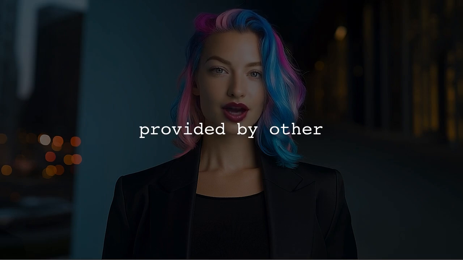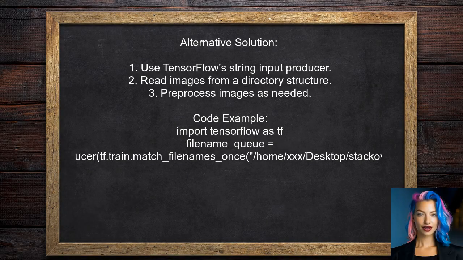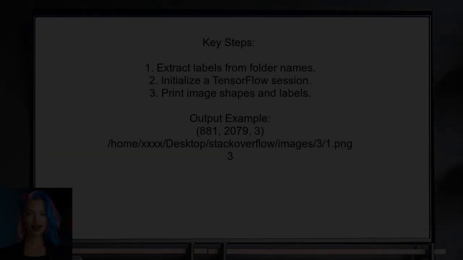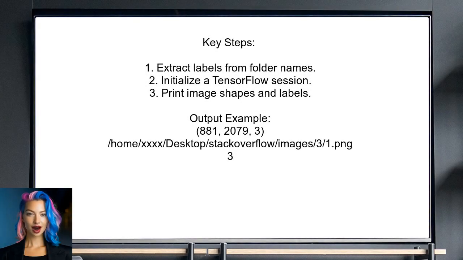Now let's look at the answers provided by other users. An alternative approach to loading images in TensorFlow involves using a sample input pipeline script. This script utilizes TensorFlow's string input producer to read image files from a specified directory structure. The user can pre-process the images, such as resizing, after loading them. The script reads image files and extracts labels based on the folder names. It initializes a session to load the images and prints their shapes along with the corresponding file paths and labels.